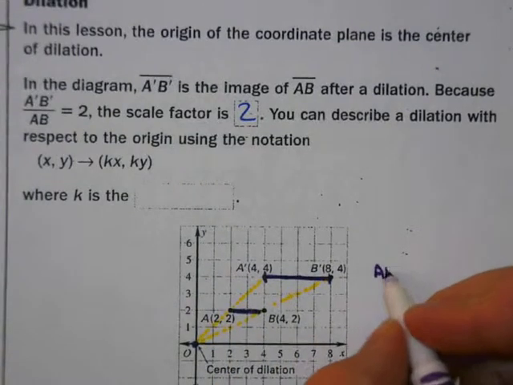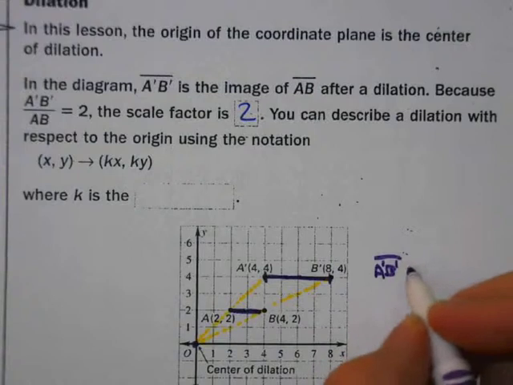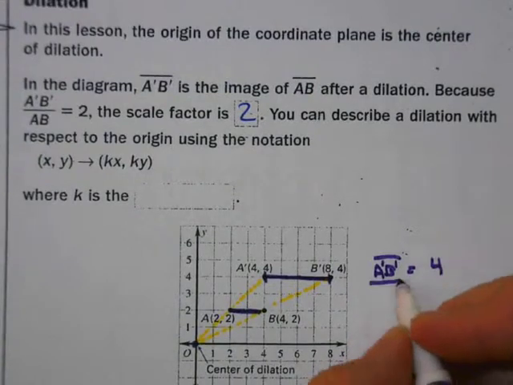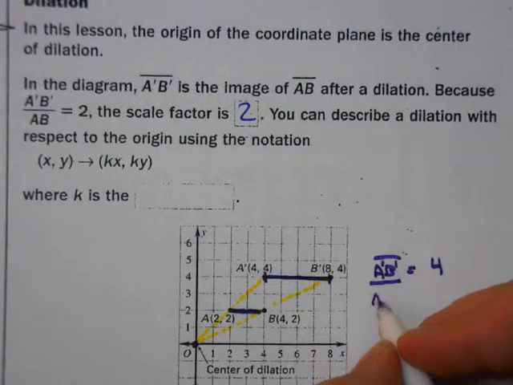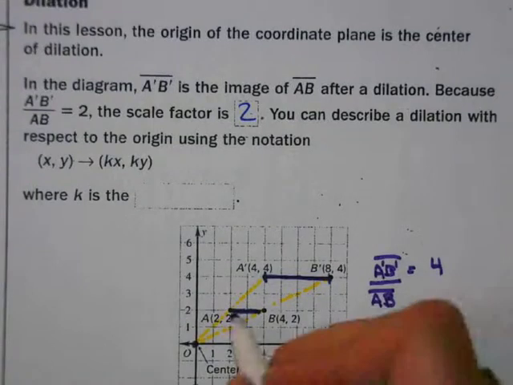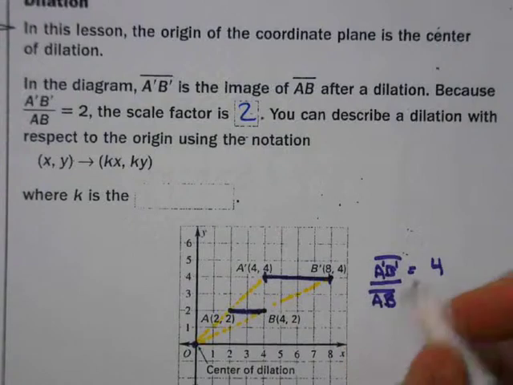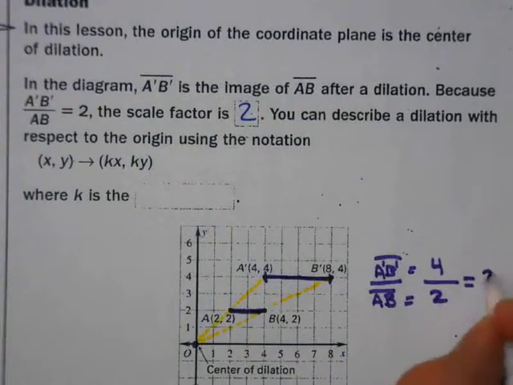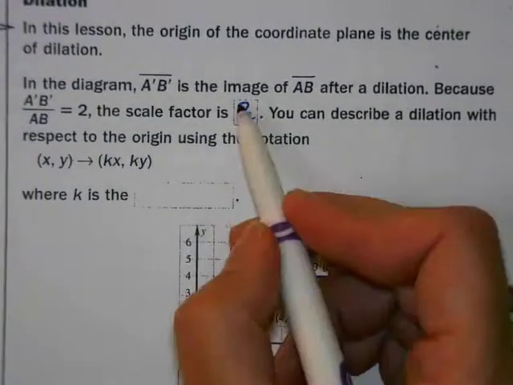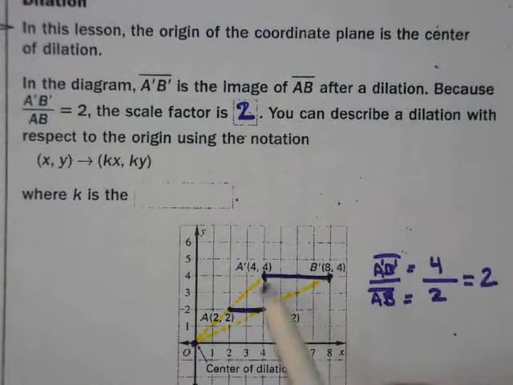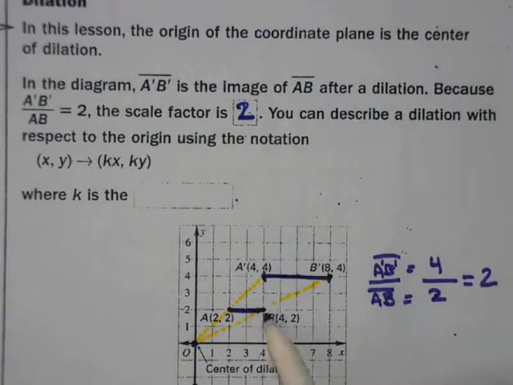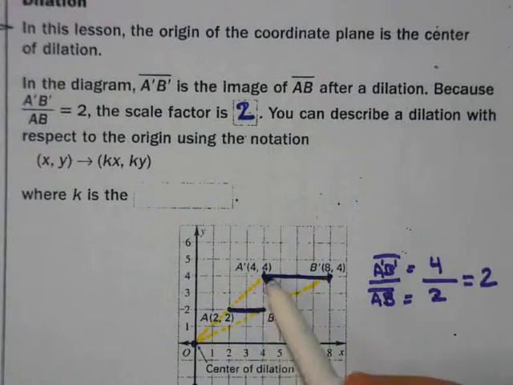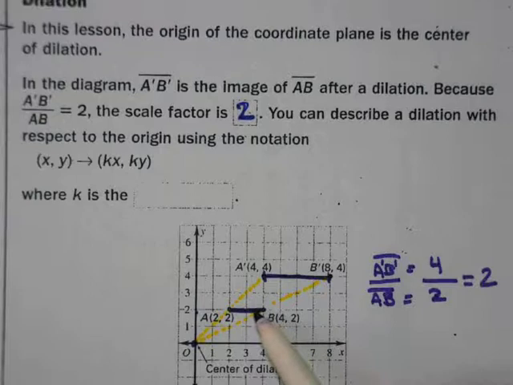So if we take the length of A prime B prime, we said that was 4. And we compare it, we make a ratio to the length of AB, line segment AB. I'm sorry, I said ray earlier. These are really line segments. We said line segment AB had a length of 2. 4 divided by 2 is 2. And so the scale factor in this case is 2. A prime B prime is twice as long as AB. It's twice as high up on the graph, and it's twice as far over from the y-axis.